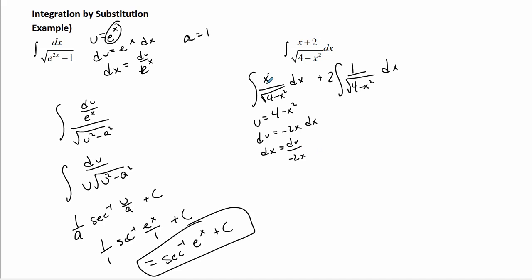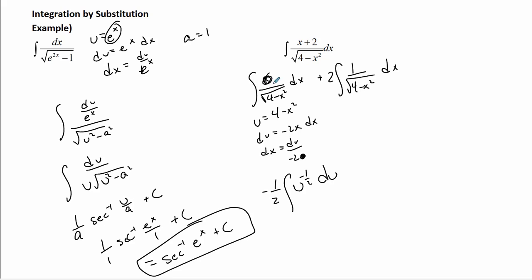So if you think about it, this x and this x are going to cancel. The negative 1/2 is going to get pulled out front. And so this is going to be the negative 1/2 of the integral of 1 over the square root of u, which is equal to, let's do one more, u to the negative 1/2 du. Hopefully you can see what's going on.